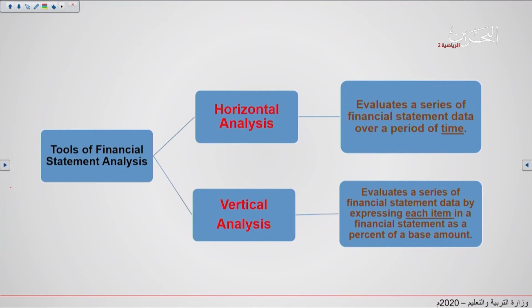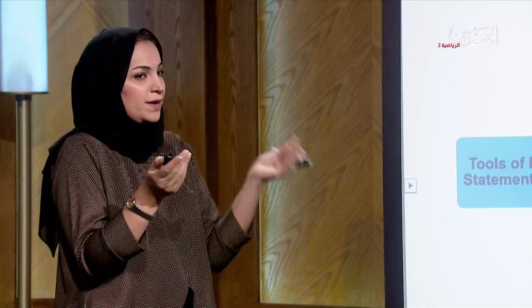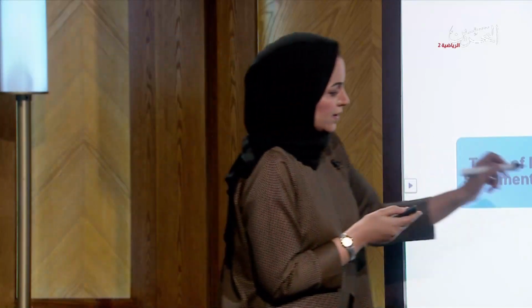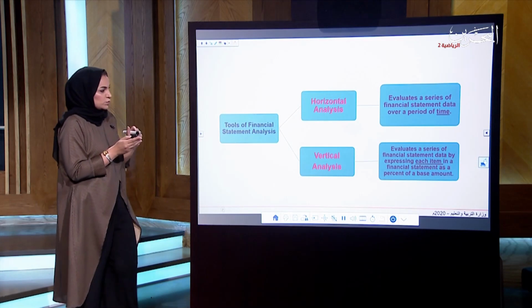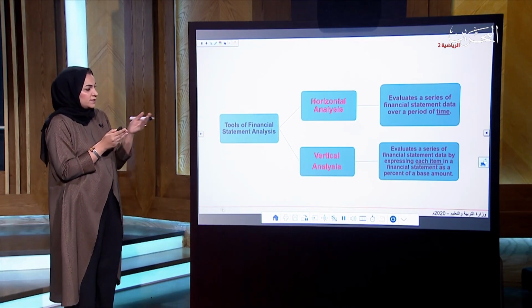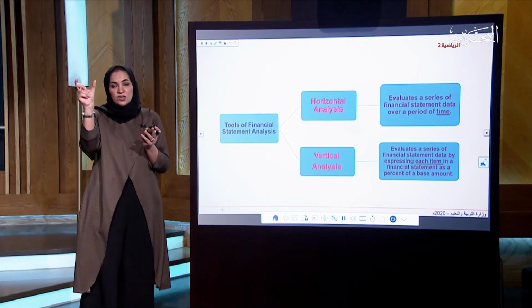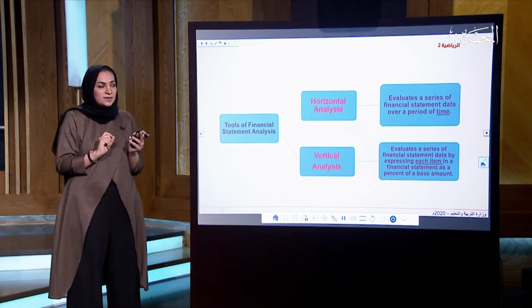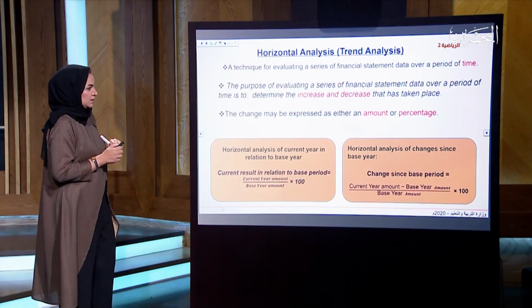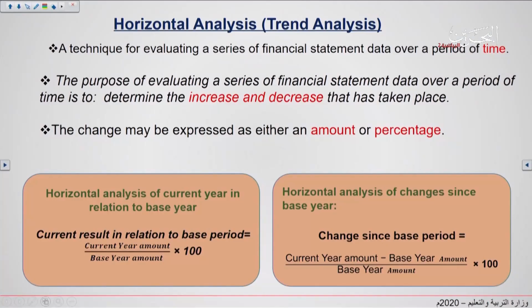Horizontal analysis, we evaluate the series of financial statement data over a period of time. For example, we have this year's data and previous year's data, and I want to compare between them. Okay, in vertical analysis, we want to evaluate the financial statement data by expressing each item in the financial statements. Okay, let's move to the practical side in horizontal analysis. We can name it also trend analysis.